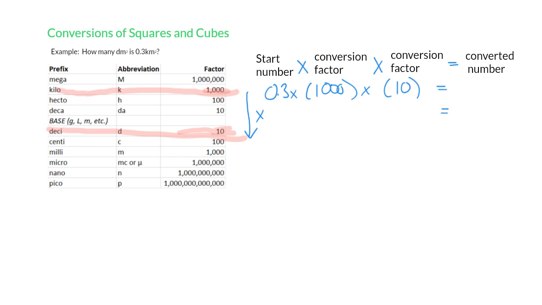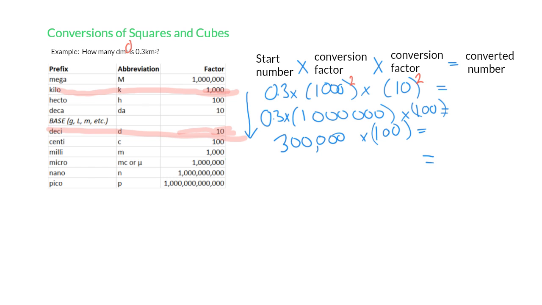But in this case, it is squared. So that means our conversion factors are slightly different. The conversion factors also need to be squared. So 1,000 squared is 1,000,000 and 10 squared is 100. And then we're just going to multiply the 0.3 times 1,000,000 times 100. So 0.3 times 1,000,000 is 300,000 times 100, which is 30 million. So 30 million decimeters squared is the same thing as 0.3 kilometers squared.